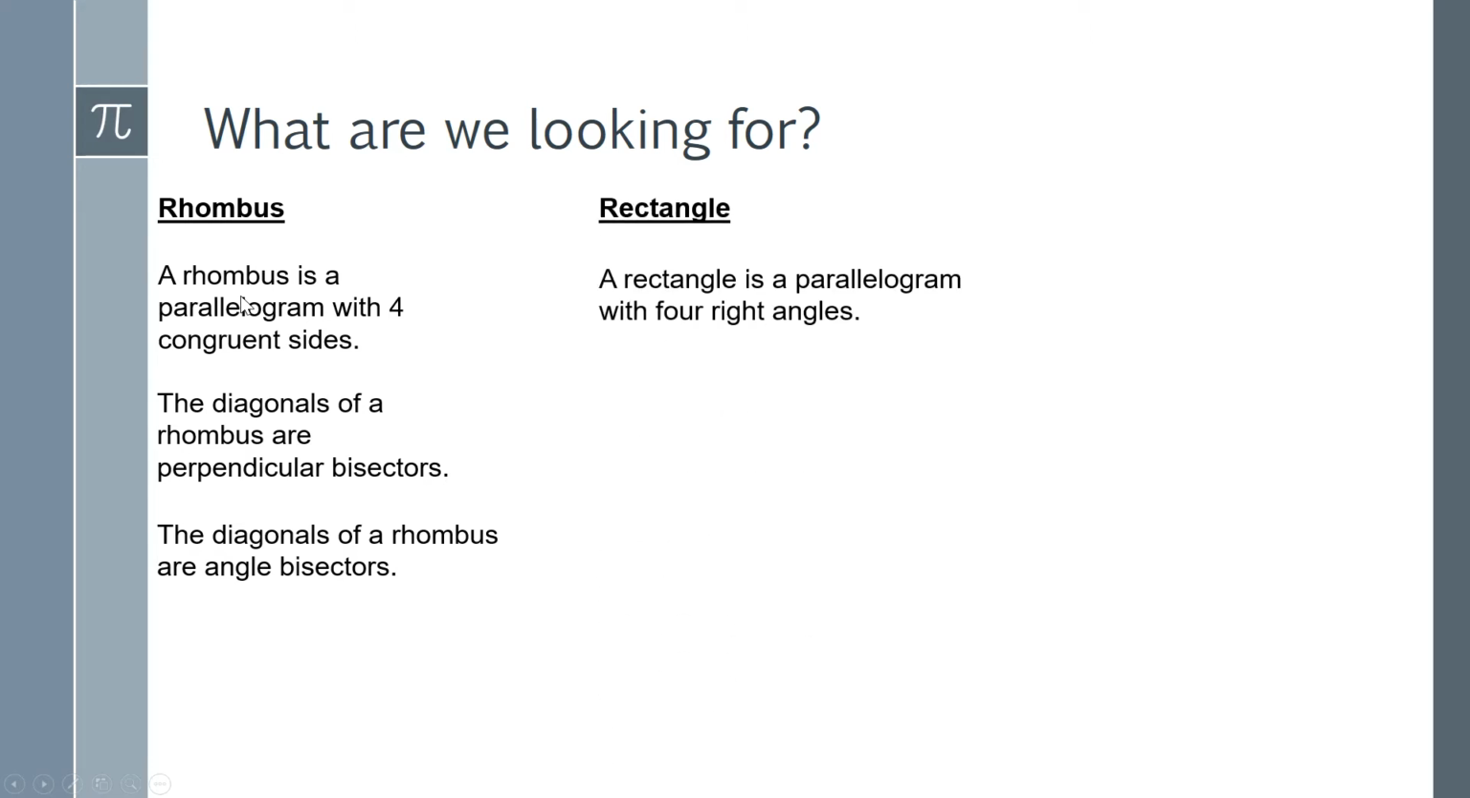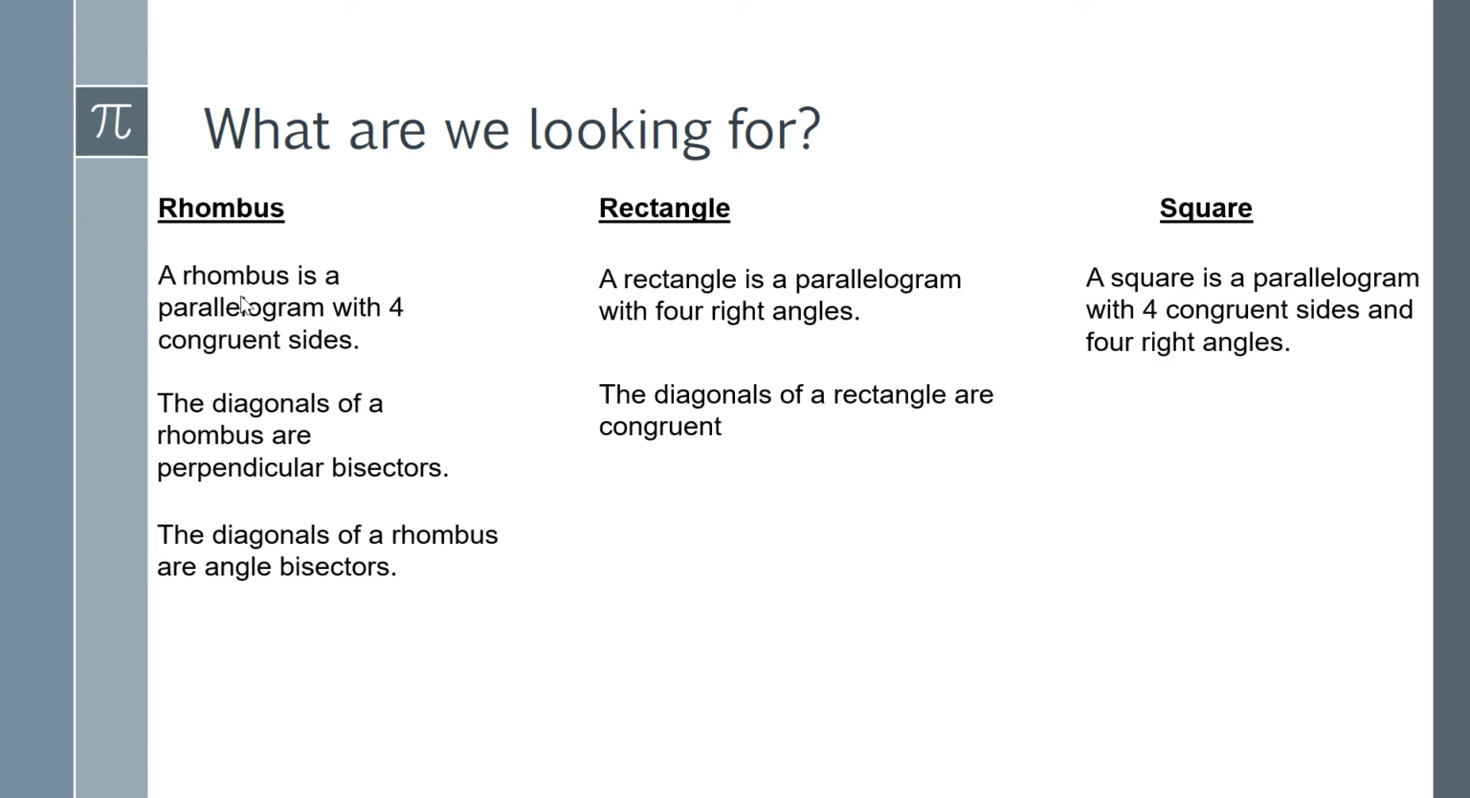So for a rectangle, we've got that it's a parallelogram with four right angles. So we take that parallelogram, we give it four right angles, we've got a rectangle. And the big thing for a rectangle is that the diagonals have to be congruent. So if we have congruent diagonals, then we know we have a rectangle.